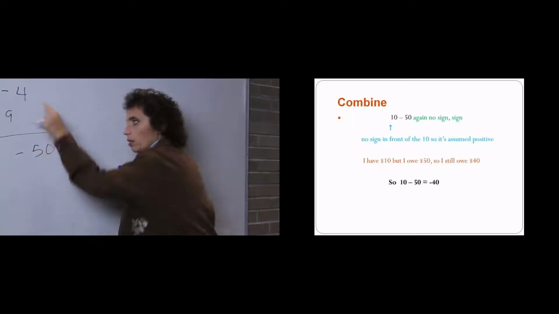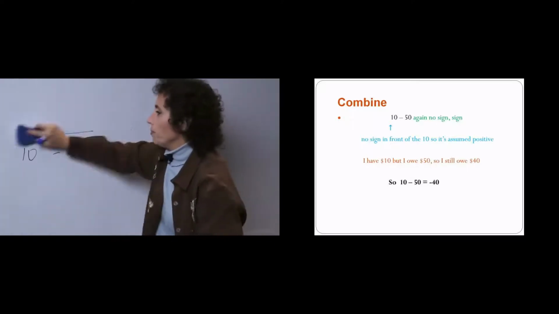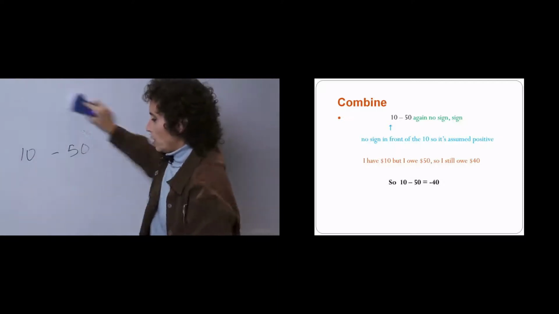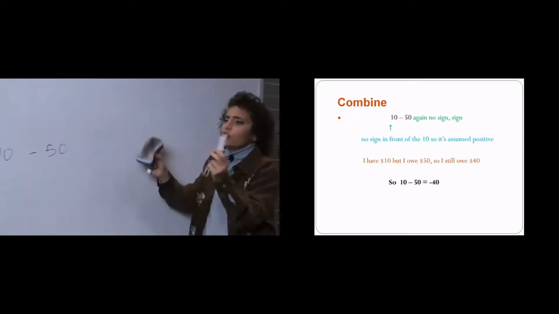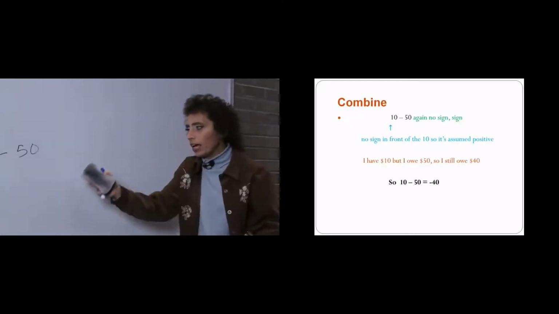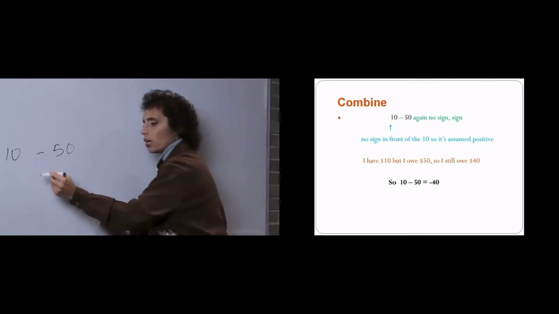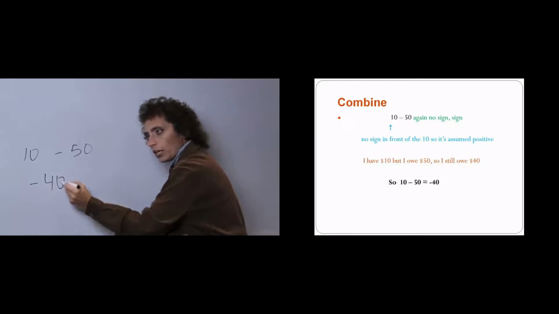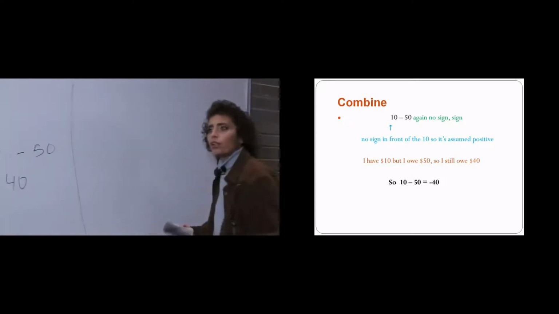Okay, what about this? In fact, let me erase that so you don't confuse it. 10 minus 50. This is I have 10 and I owe you 50. So don't think, oh, I have subtraction here. Subtraction and negative is the exact same thing. So I have 10, I owe you 50. If I have $10 but I owe you $50, that means I owe you $40. So it's really very simple. Just make sure you're taking the sign with the number.